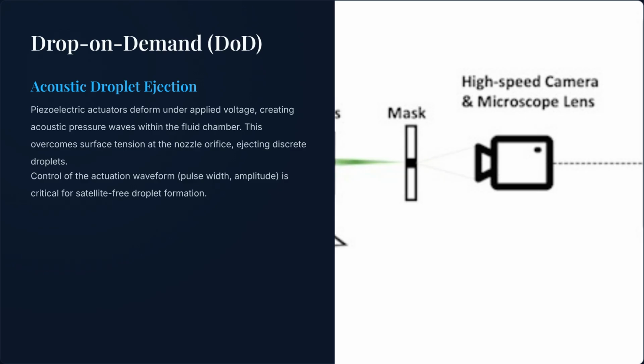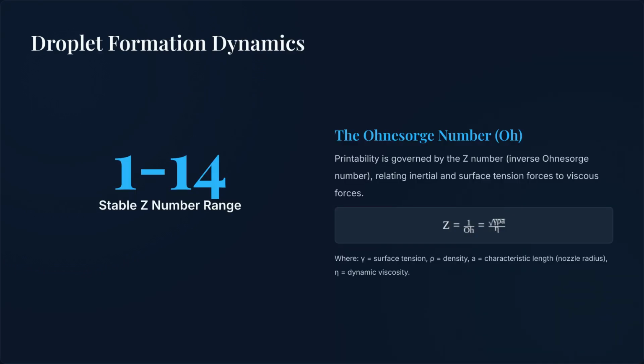In drop-on-demand systems, piezoelectric actuators create acoustic pressure waves within the fluid chamber to overcome surface tension at the nozzle, enabling the ejection of discrete, satellite-free droplets. Droplet formation is governed by the Z number, which is the inverse of the Ohnesorge number, relating inertial and surface tension forces to viscous forces. A stable printing range is typically between 1 and 14.